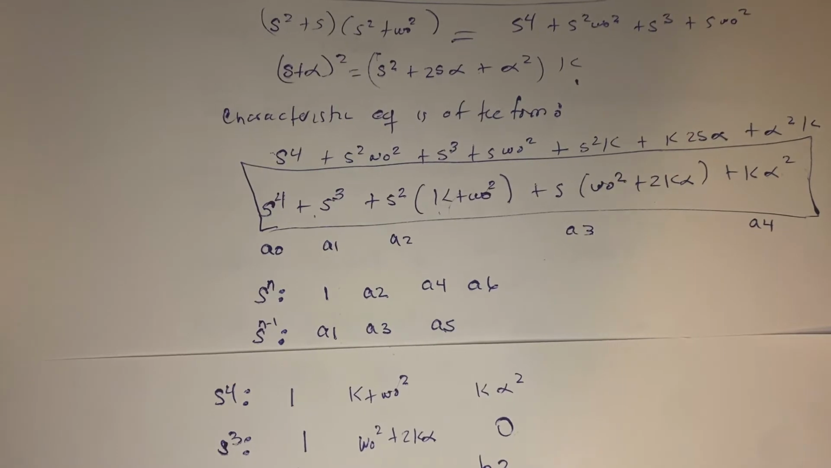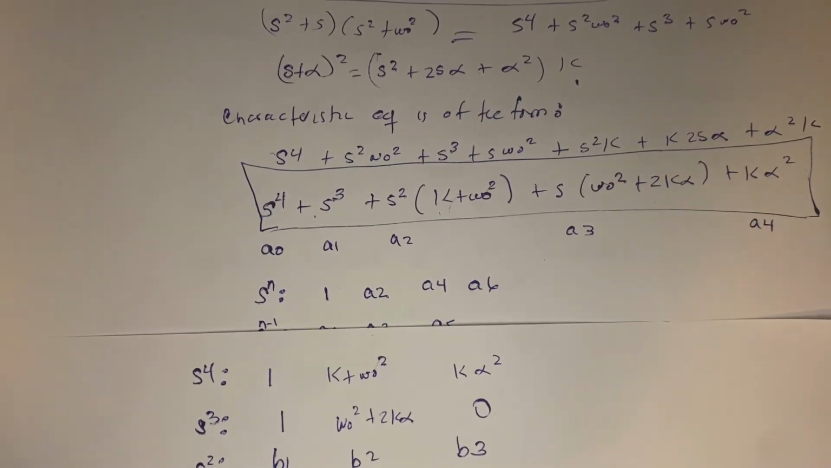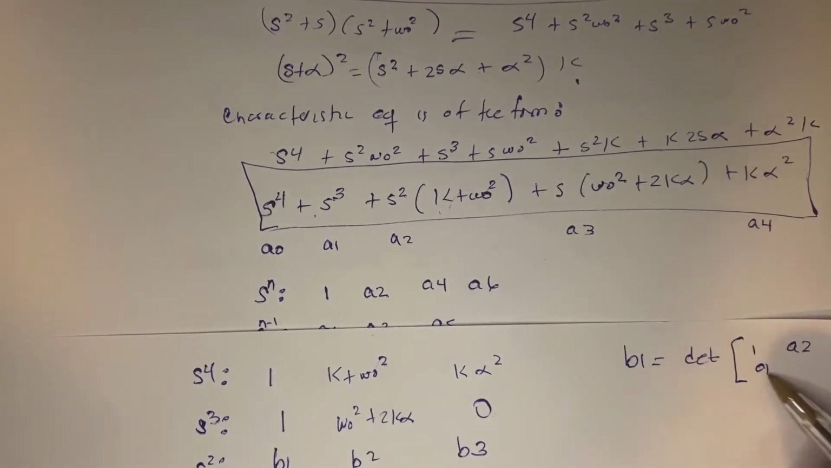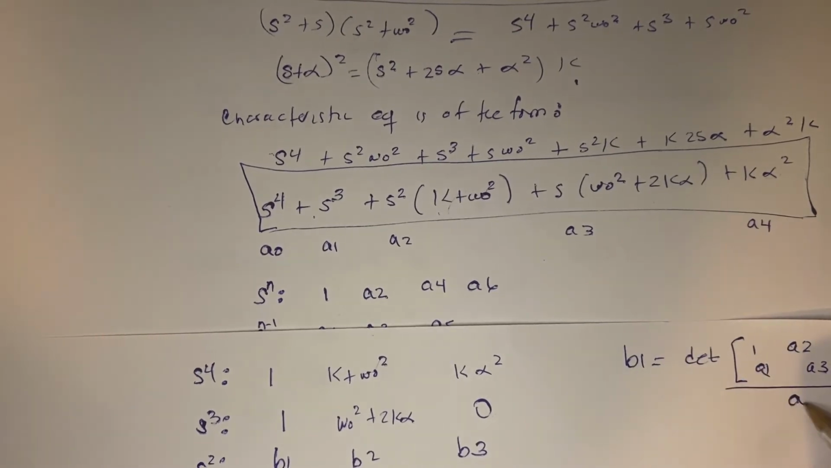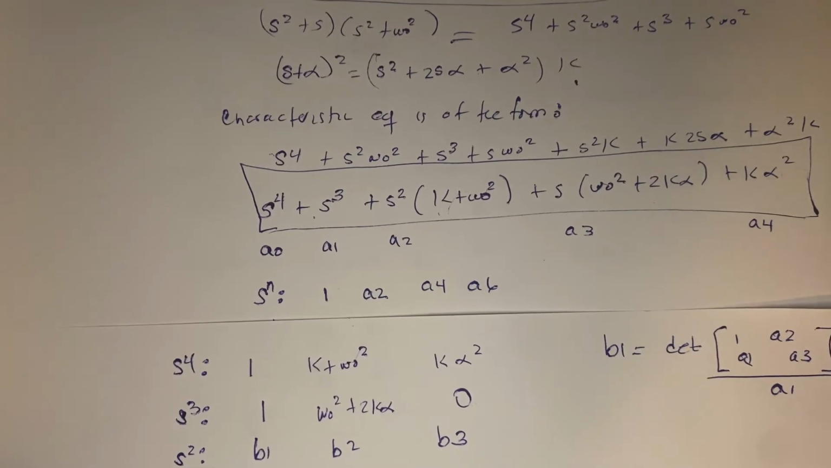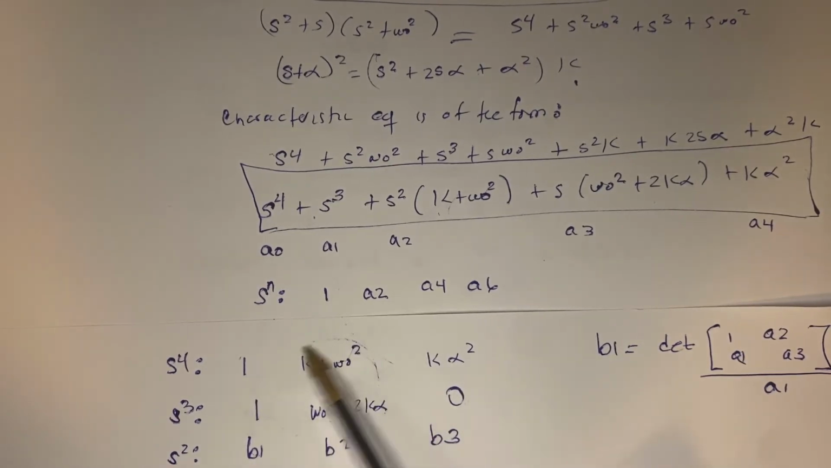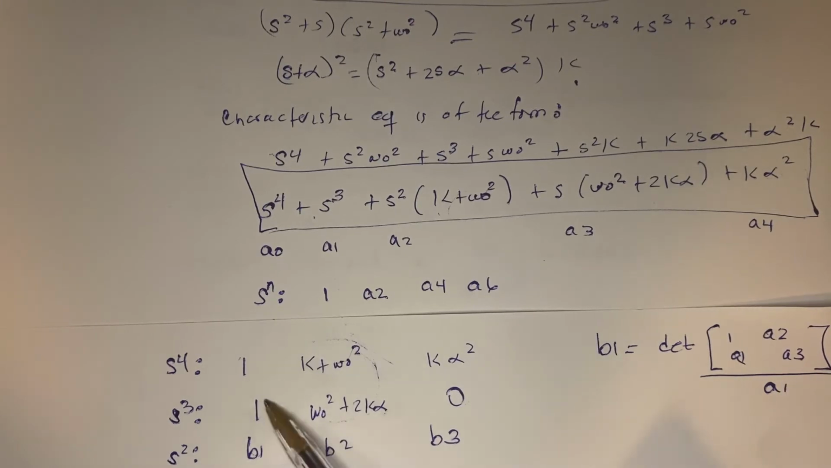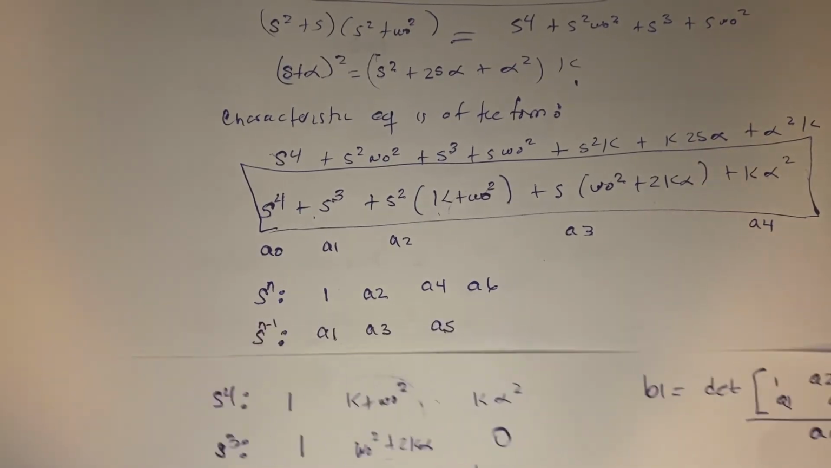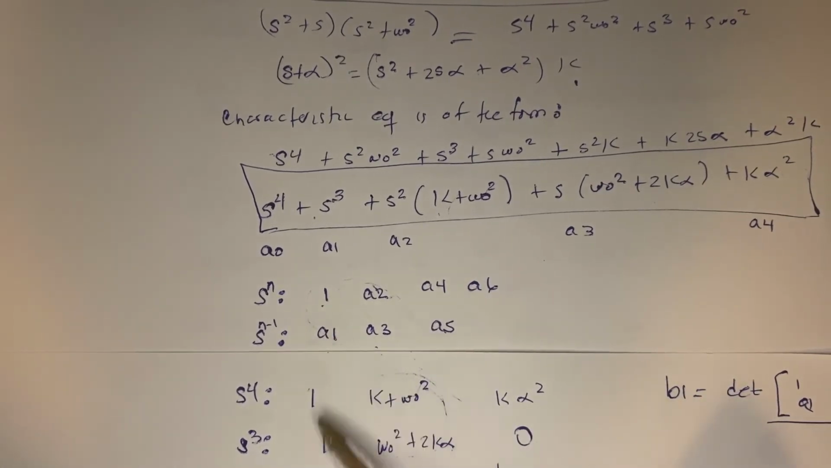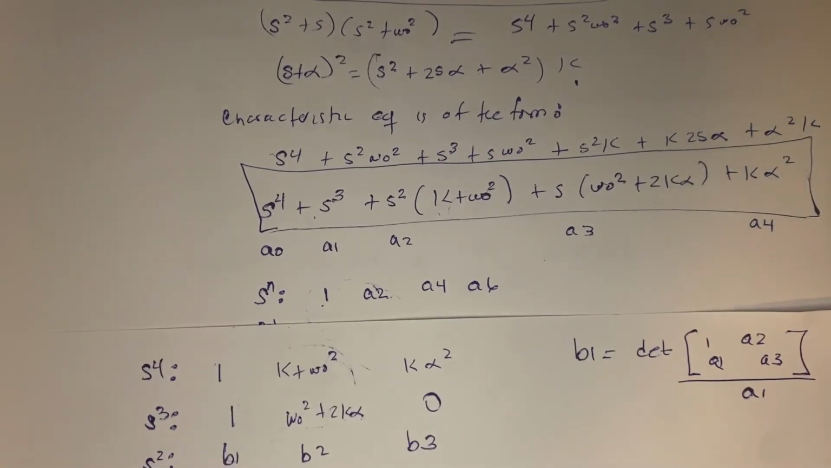B1 is going to be equal to the determinant of 1, A2, A1, A3 over A1. From now on, all of these B's we can find simply by recognizing, in terms of B1, this is the matrix. We're going to find the determinant of this matrix, and divide it by A1, which is this value. Okay? Why? Because it's here: the matrix of this, 1, A2, A1, A3, divided by A1, which is this value. So now, let's find B1.